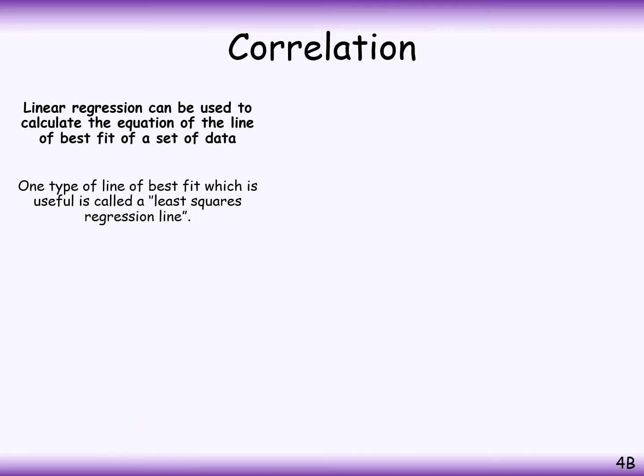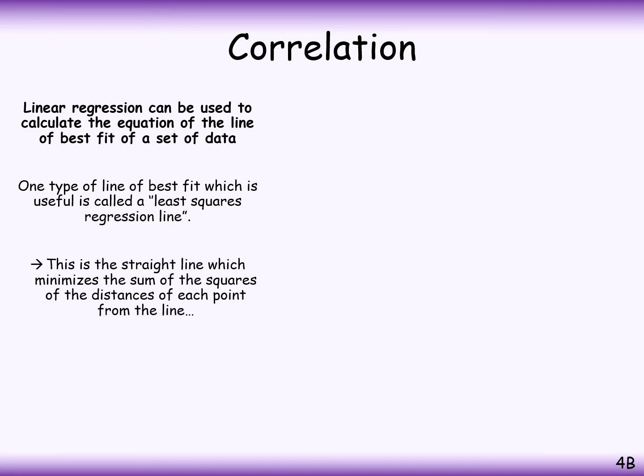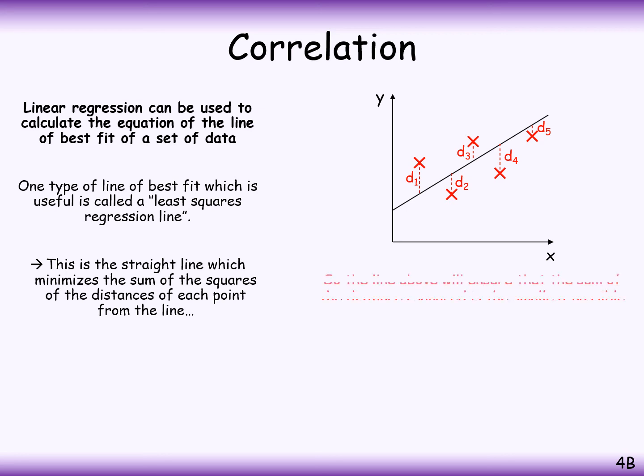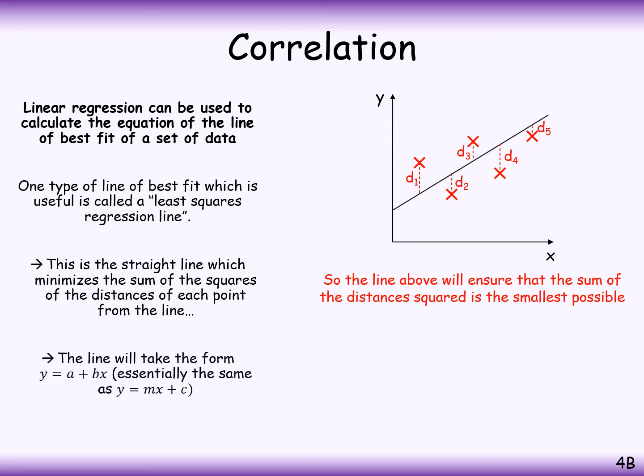So one type of line of best fit is called the least squares regression line. So if we have a line of best fit that looks something like this, we're going to try to minimize each of the data points' distance away from the line. And the way we're going to do this, let's call each data point D1, D2, D3, and so on. So we're plotting y on x. So we're seeing vertically the difference between the line and each of the data points. And this line could take the form y equals a plus bx. Essentially, it's y equals mx plus c.